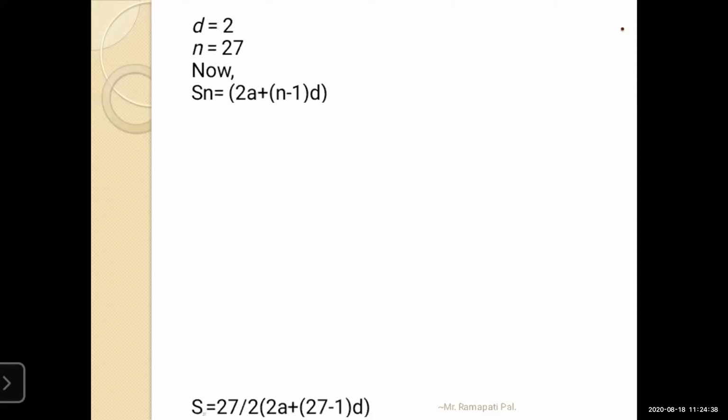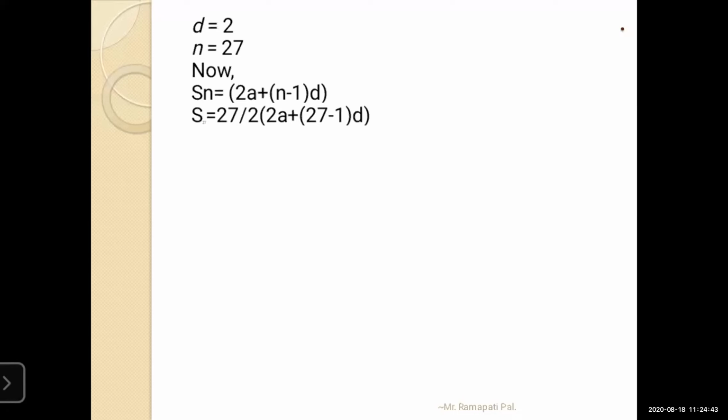Okay, let's start. SN is equal to, again, we have to use the formula: N upon 2, 2A plus N minus 1, D. You have to make a correction in this slide. Okay, so S27 is equal to 27 upon 2, because we know N is 27. So 27 upon 2, 2A plus 27 minus 1, D. Now substitute the values.